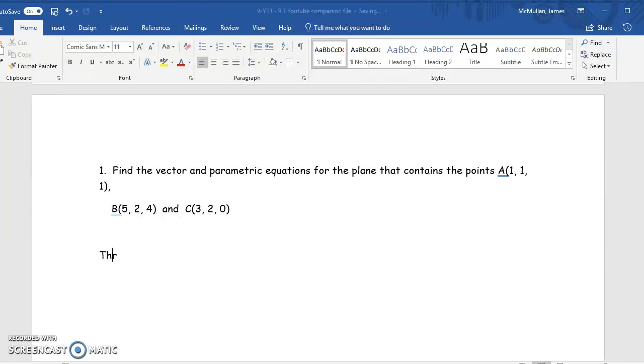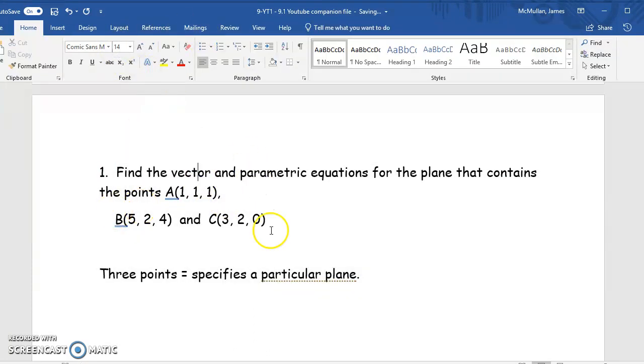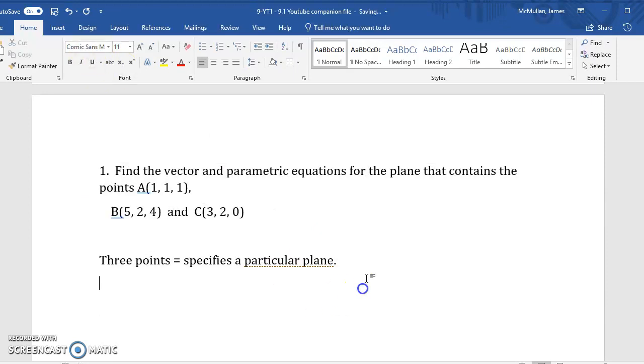Okay, so first of all, 3 points specify a particular plane. So this is definitely going to work. As long as the 3 points are not in a straight line, it will work. So let's see how you would do this. Again, some of this is in common with the way we would have done it with a line.